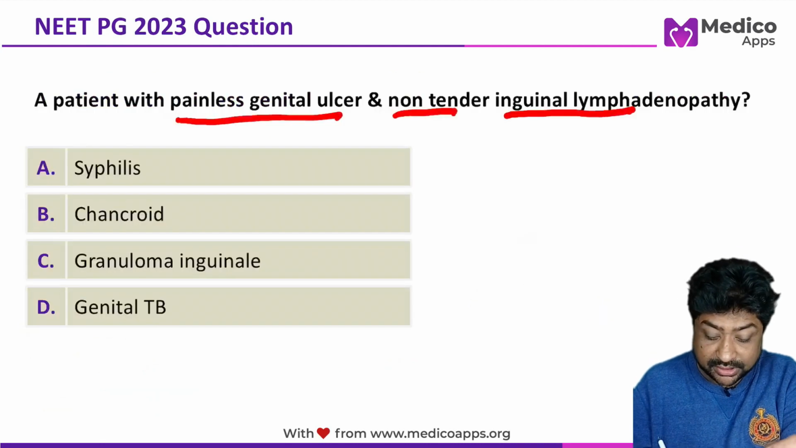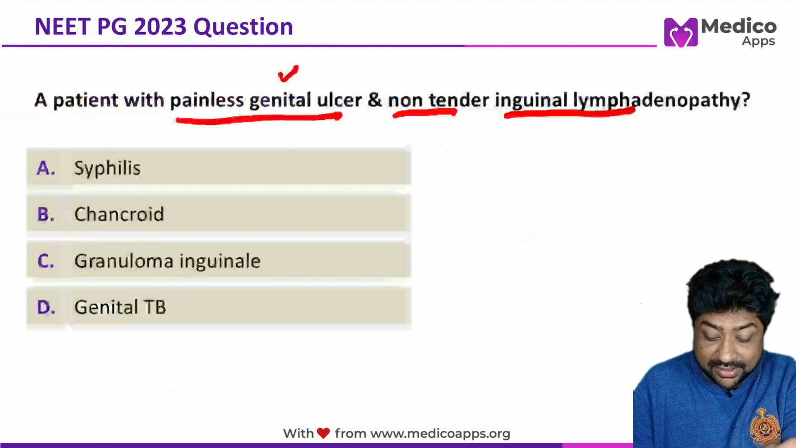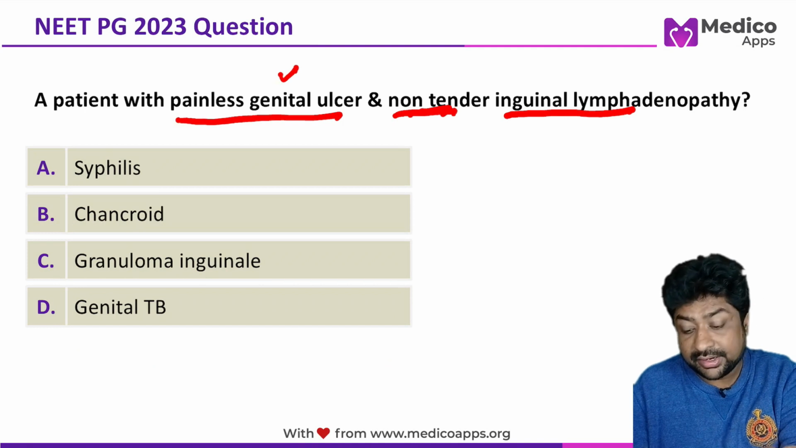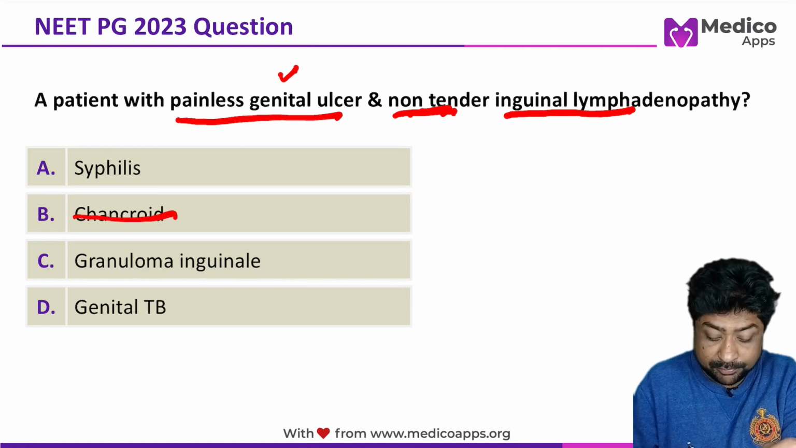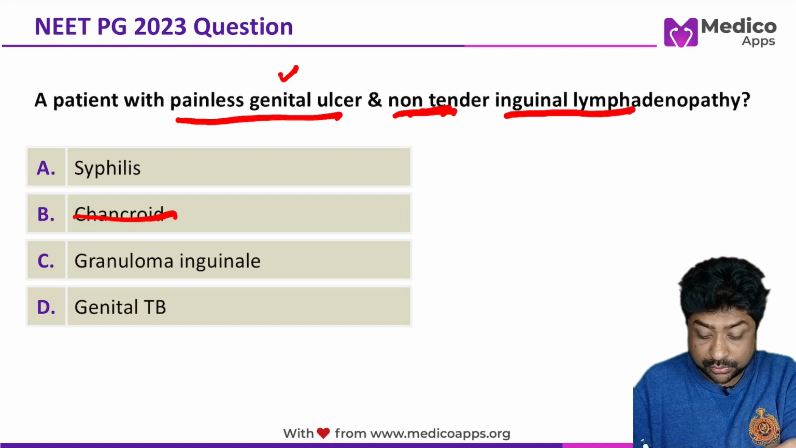So let's look at the question now. We saw that there was a painless genital ulcer with non-tender inguinal lymphadenopathy. So we know this can be easily ruled out. So again, this can be ruled out.